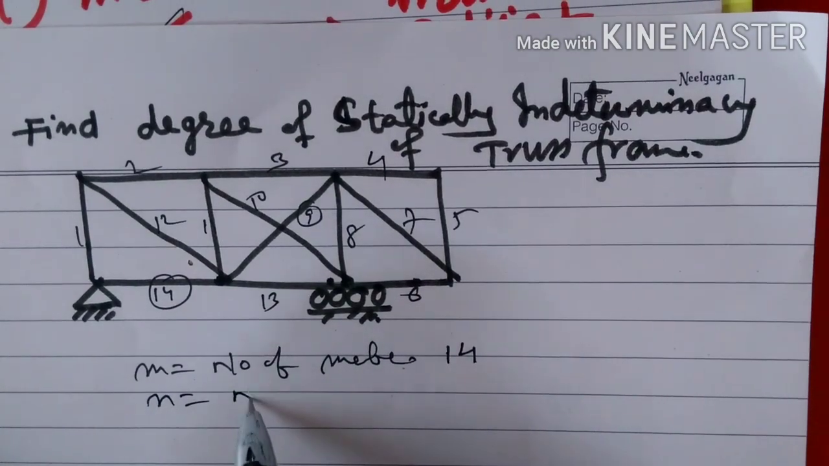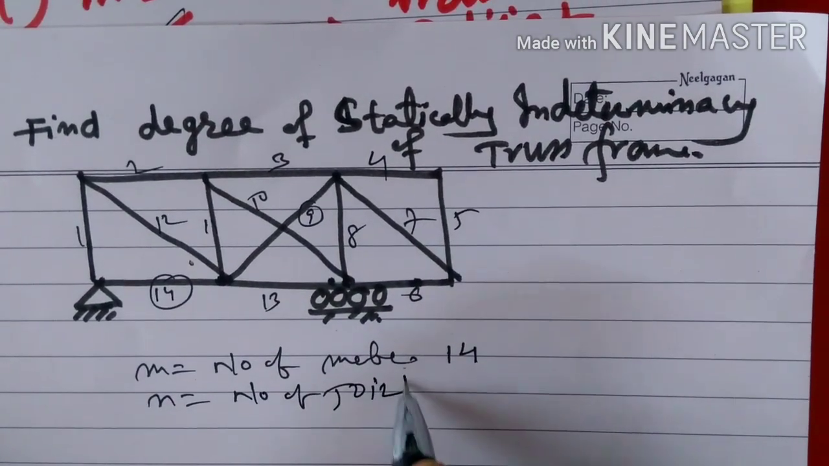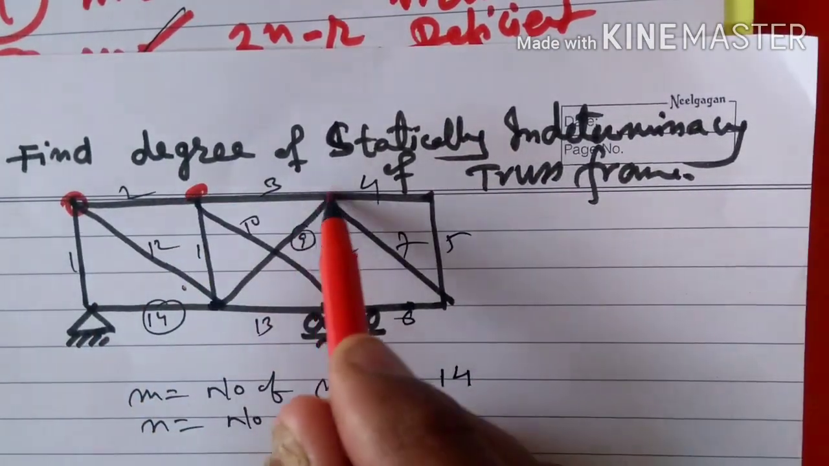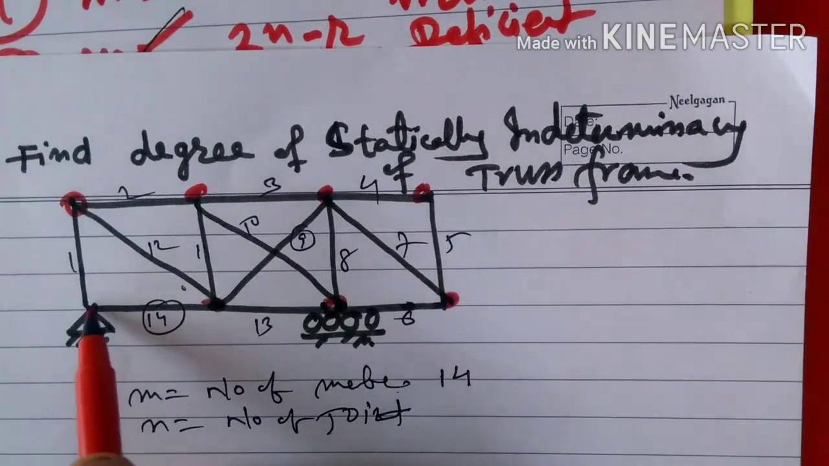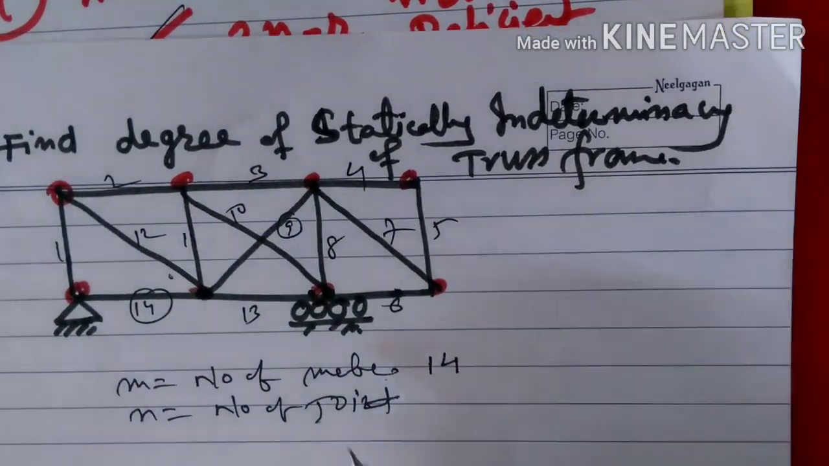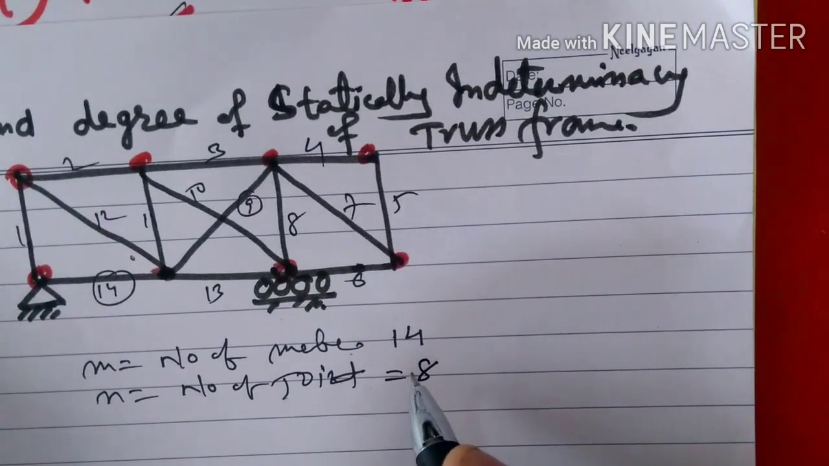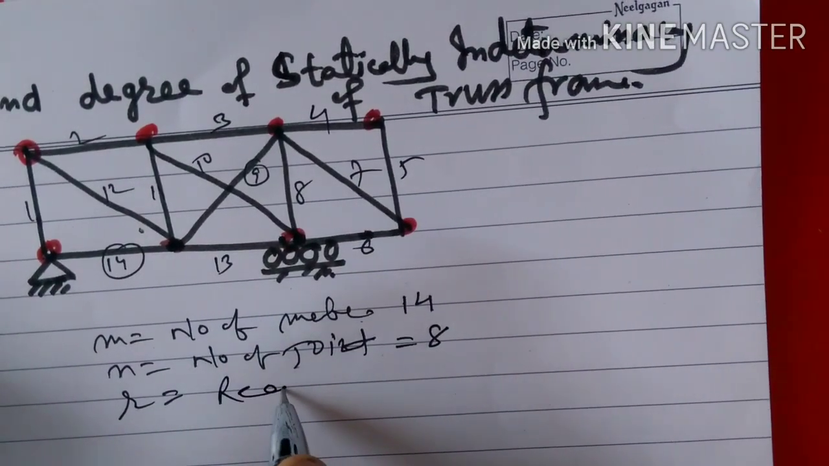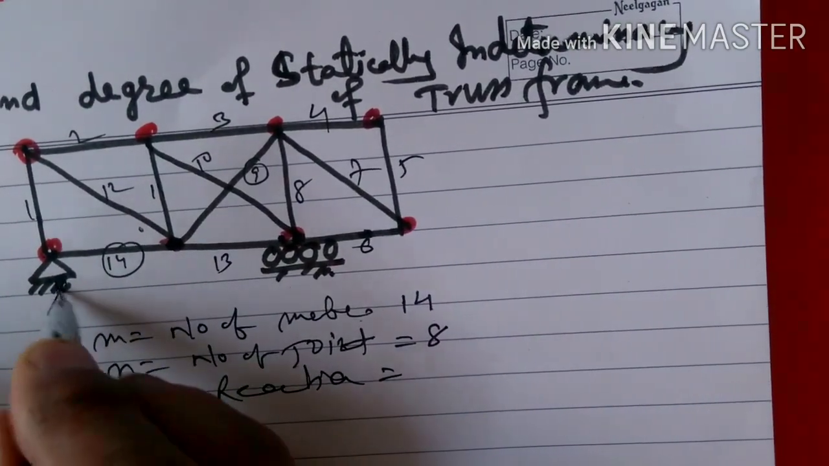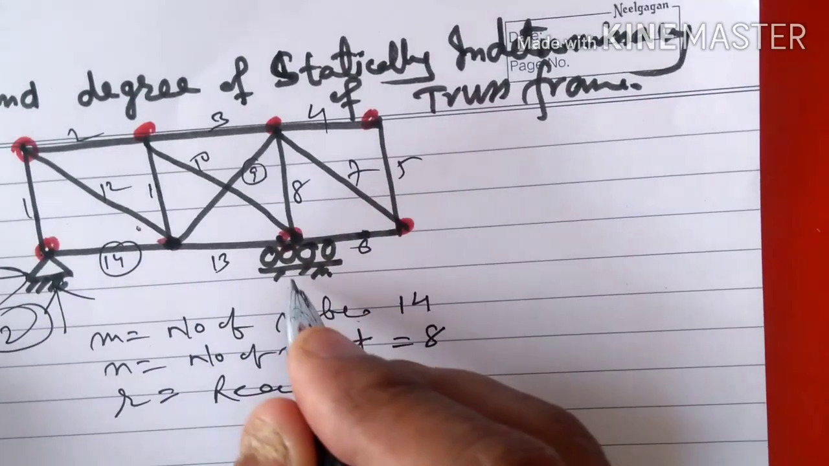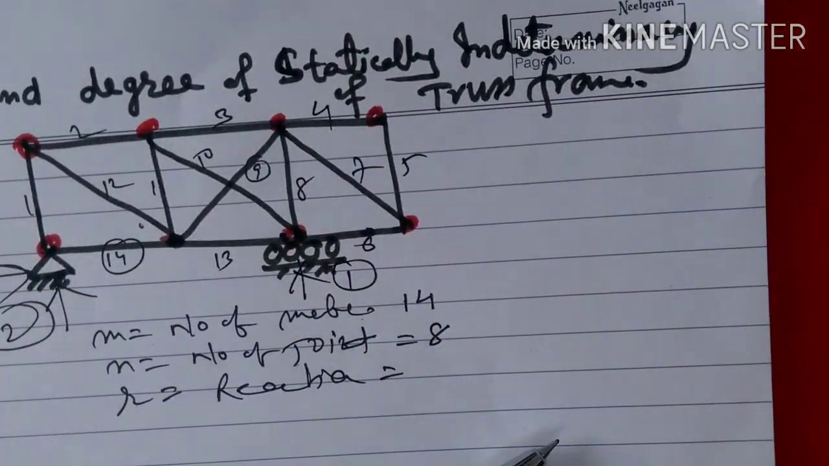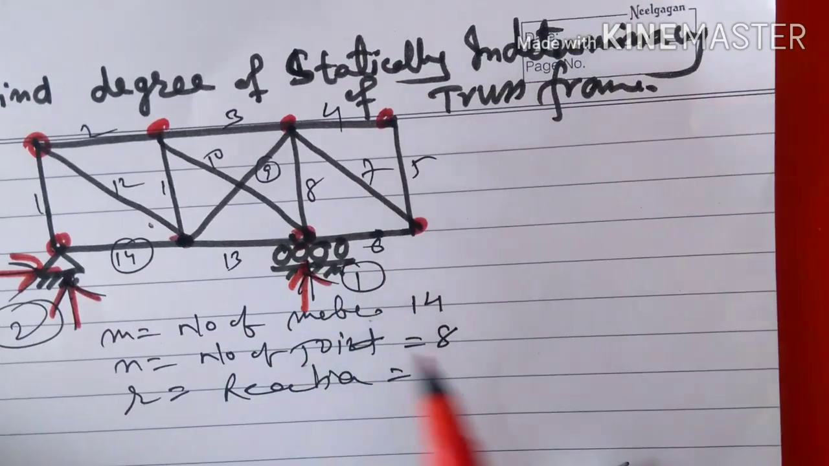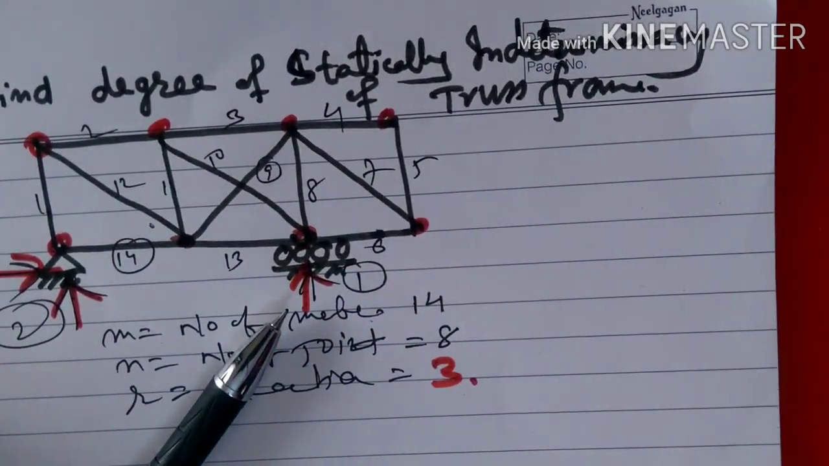And N is equal to the number of joints. Number of joints means just calculate the nodes. What are the nodes here? So 1, 2, 3, 4, 5, 6, 7, 8. So the number of joints is equal to 8, and R is equal to the reactions. Reactions equal to, here there are 2 reactions, and here is 1 reaction. Due to the hinge support, just see here 2 reactions, 1 reaction here. So the number of reactions is equal to 3.